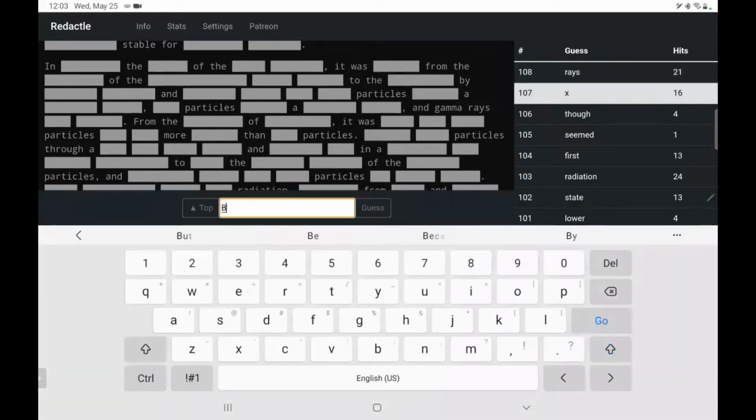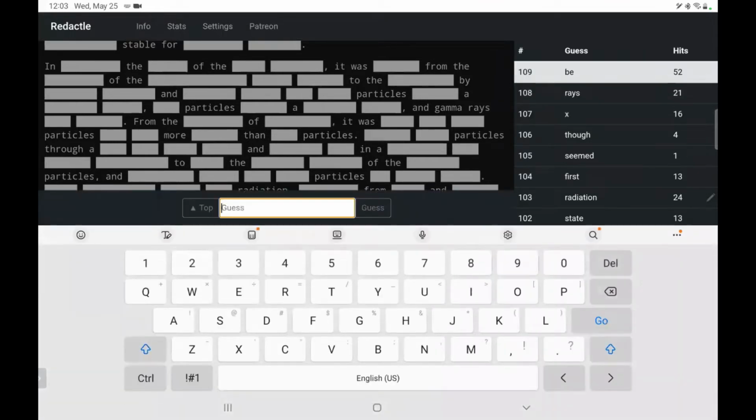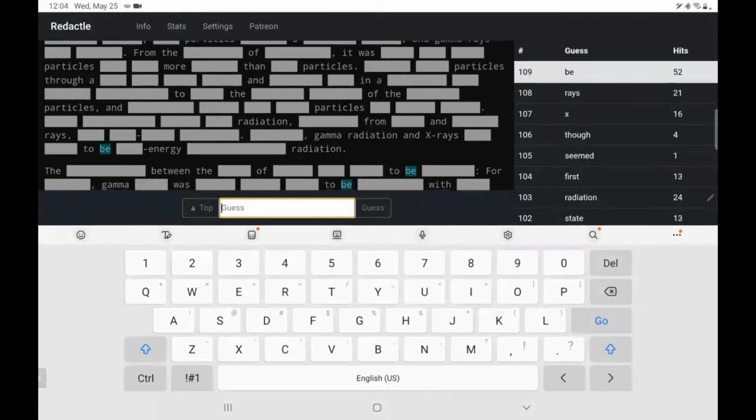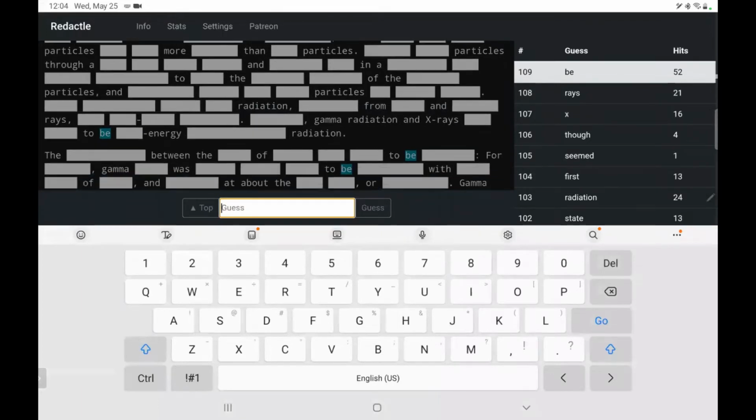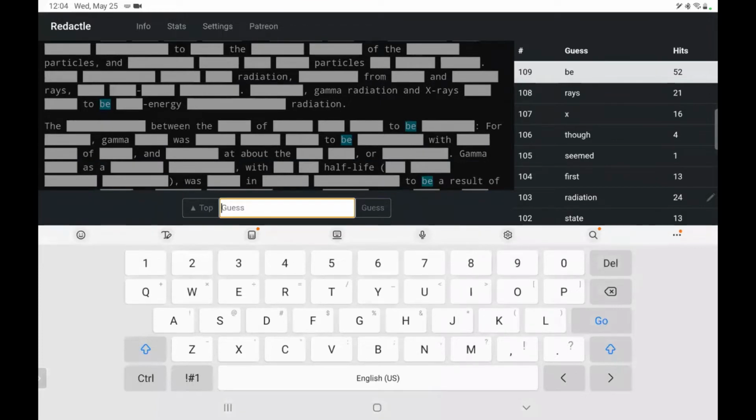Oh, that must be B. I forget that the word B is redacted. I should always put that in because that's a very common word, obviously. Yeah, what's this other gamma something?